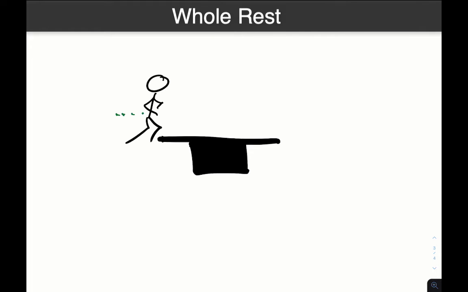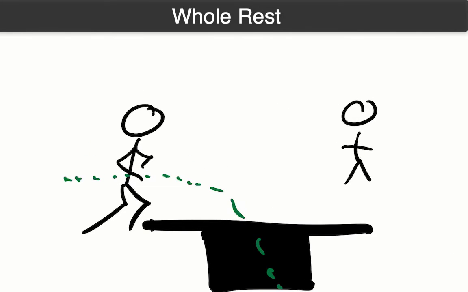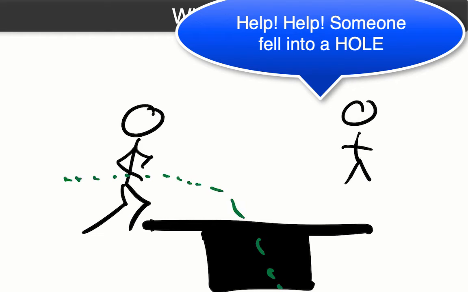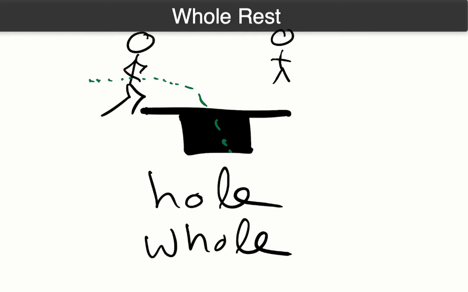So the runner's running. Oh no! The runner falls into a hole. If there were someone over here, a bystander watching, they might see the runner fall and call for help. And they would say, "Help, help, someone fell into a hole." So even though they're spelled differently, the runner's in a hole, and this is a whole rest.